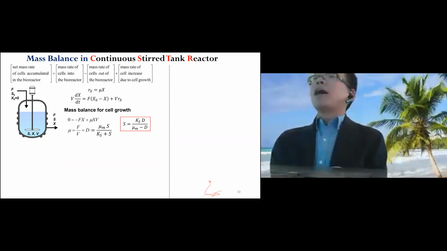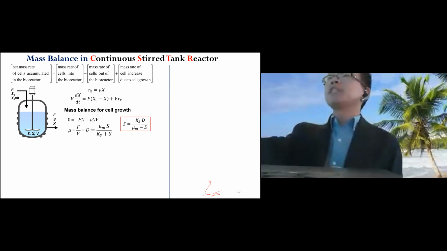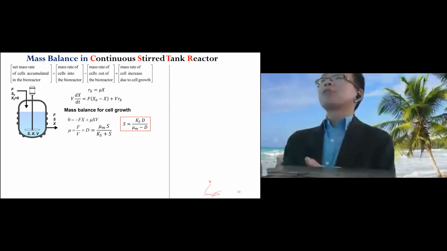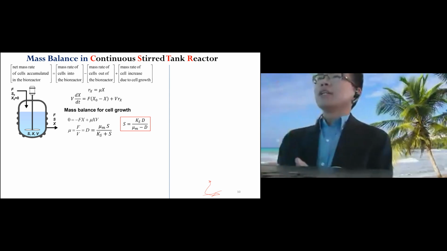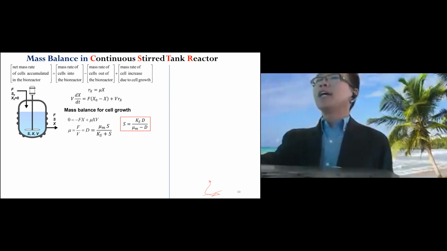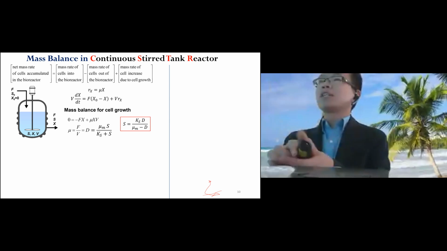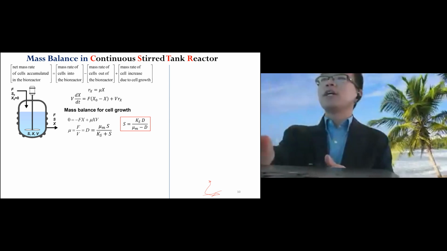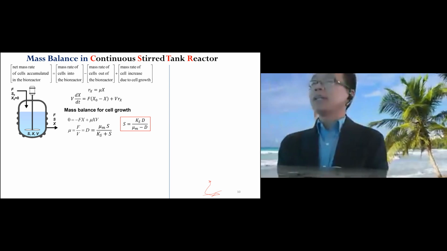Basically, the x naught could be zero. Once you have that, you can find the next equation here. The x can be canceled out, and you get mu equals D. Eventually, because we know the cell follows the Monod growth, inversely, you can solve for the substrate concentration here. It's S equals Ks D over mu max minus D.